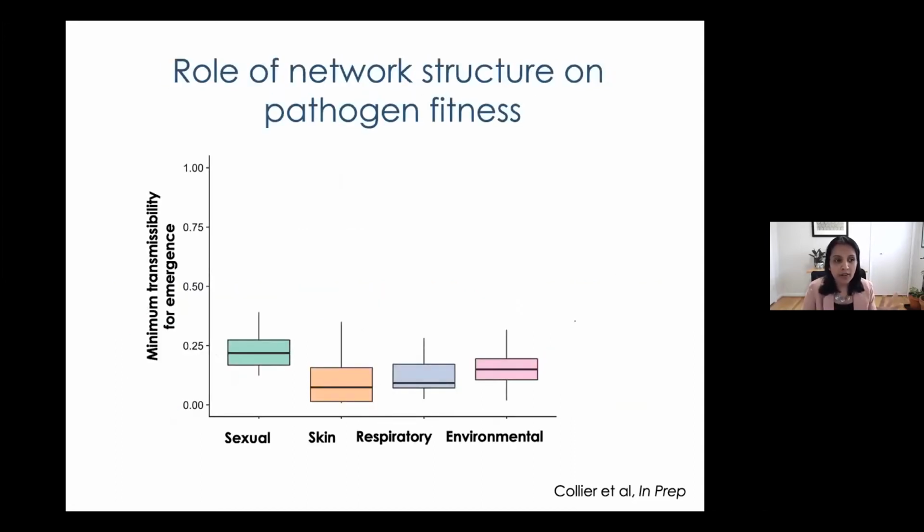We also find that the network structure can affect pathogen fitness. Because these sexual networks tend to be a lot less connected and have more degree heterogeneity, we find that the minimum transmissibility required for emergence in those systems is higher. And so this begs the question of how these sexually transmitted pathogens respond to this requirement of having a higher transmissibility.